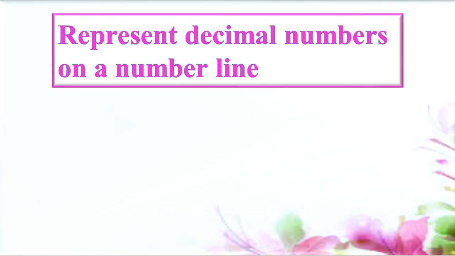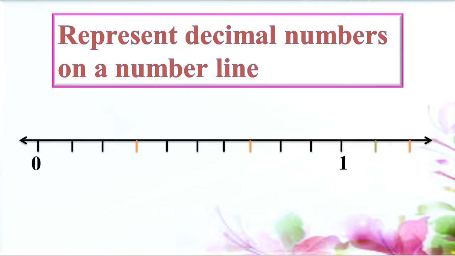Represent decimal numbers on a number line. Here there is a given number line. Now we want to find the colored one. Am I right? So from 0 to 1 we want to find how many equal parts. That is 10. Am I right? So what is the answer for this one? So we will get 0.3 because 1, 2, 3. So 3 by 10 means when you convert it to a decimal, you will get 0.3.